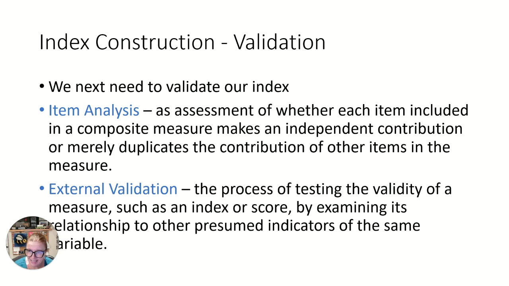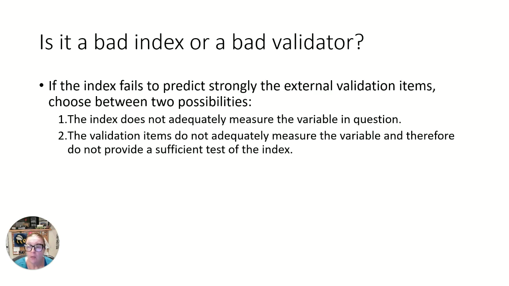We can also test it externally. We can examine its relationship to things that should predict that variable and see if that's actually happening. So sometimes our index doesn't predict the way we think it would. We're pretty positive one thing is going to predict the other, and it doesn't. What's happening here? Well, it could be there's no actual relationship there. It could be that our index is just not good. We're not really measuring or properly tapping into the variable in question.